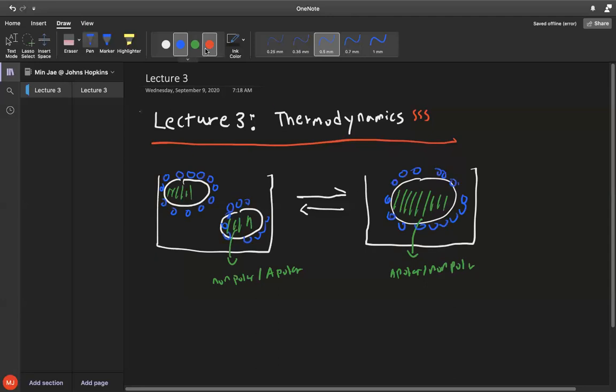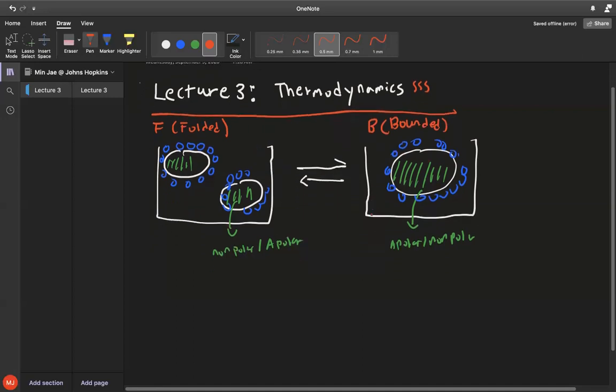Okay. Before I jump into thermodynamics, let me label this one state, where there is separation of the nonpolar molecules, as F. F means folded, and this is the second state, which is B. We call it bound because, with respect to these two nonpolar molecules, in this state they're bound together into one single clump.